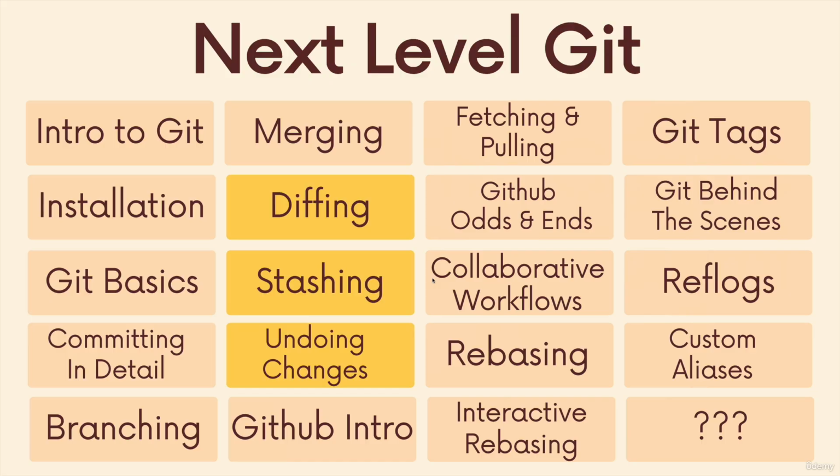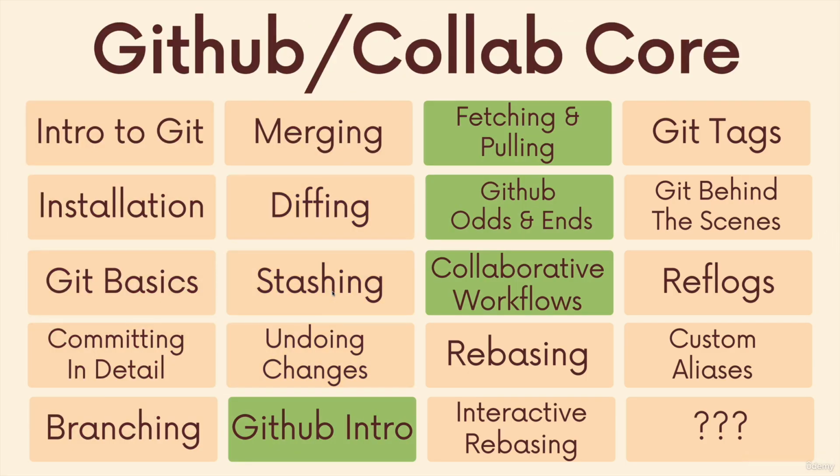Git revert, git reset, git restore, undoing changes and going back to old work and detaching and reattaching the head. And there's quite a bit of stuff in that section. So it's important, but it's just not part of this Git core. Then we move on to GitHub and collaboration.